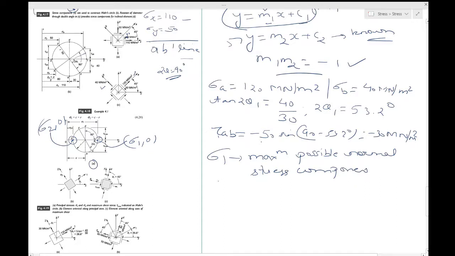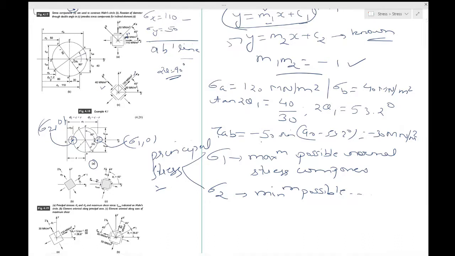Okay, and sigma 2 by the same logic is the minimum possible. So sigma 1 and sigma 2 are called the principal stresses, and axes 1 and 2 are called the principal axes of stress. In terms of the abscissa C of the center of the circle, sigma 1 will be equal to C plus R, and sigma 2 will be equal to C minus R.